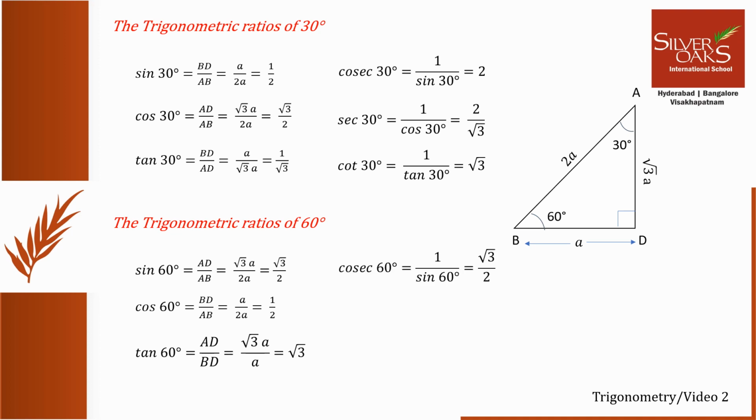Now let us write the reciprocals of all these. Cosecant 60 degrees is equal to 1 by sin 60, which is equal to 2 by root 3. Secant 60 degrees is equal to 1 by cos 60, which is equal to 2. Cot 60 degrees is equal to 1 by tan 60 degrees, which is equal to 1 by root 3.